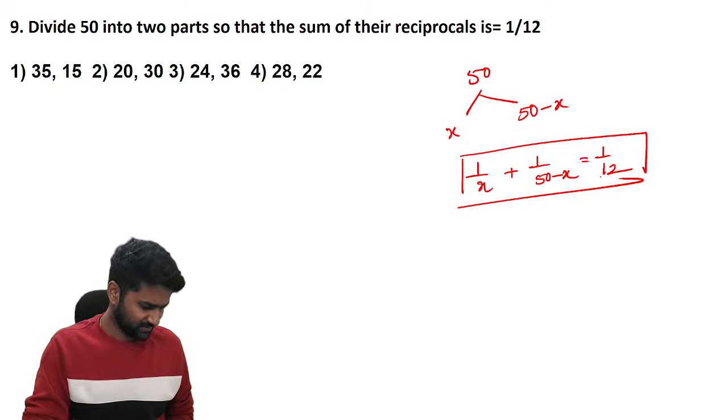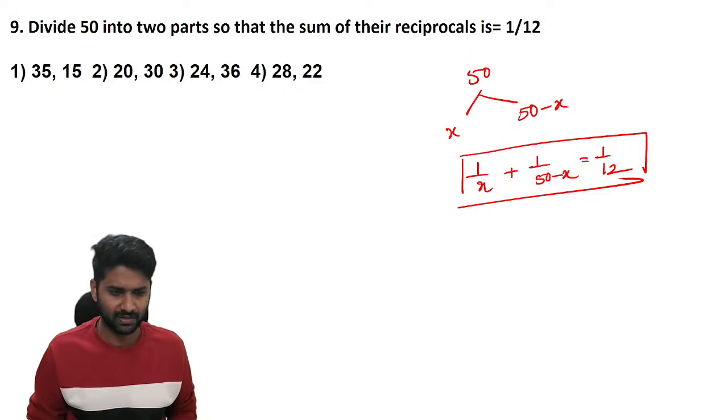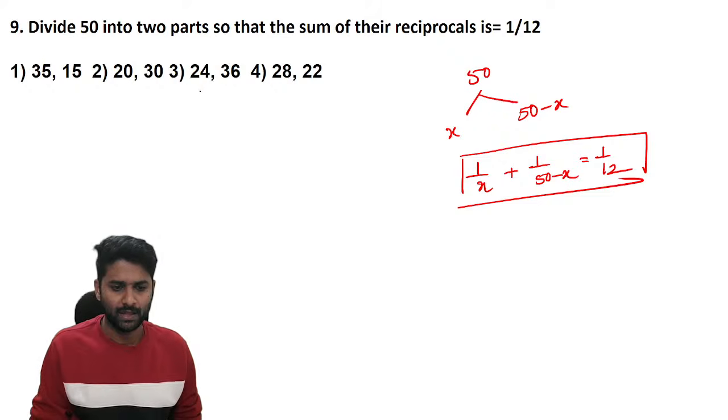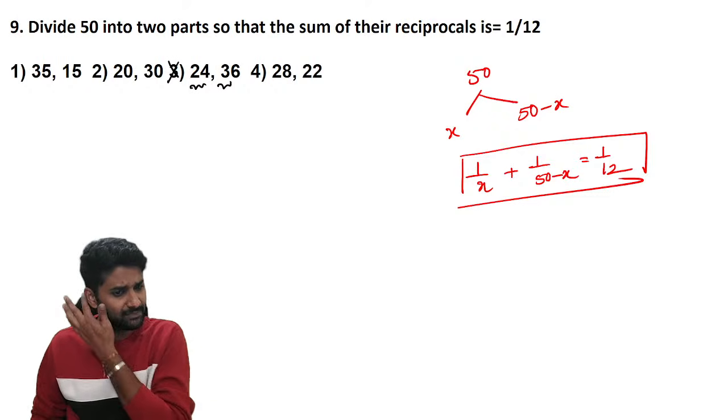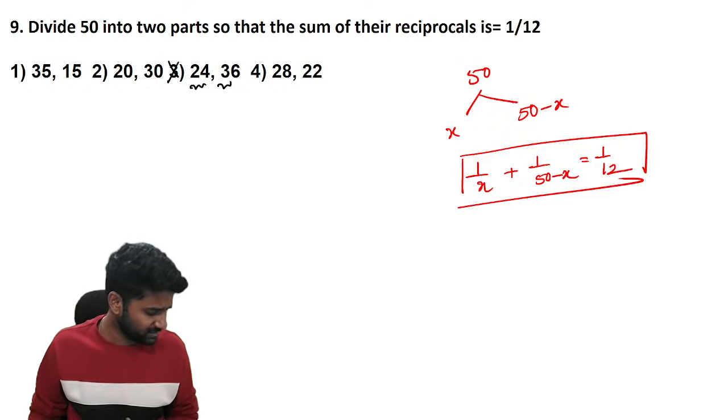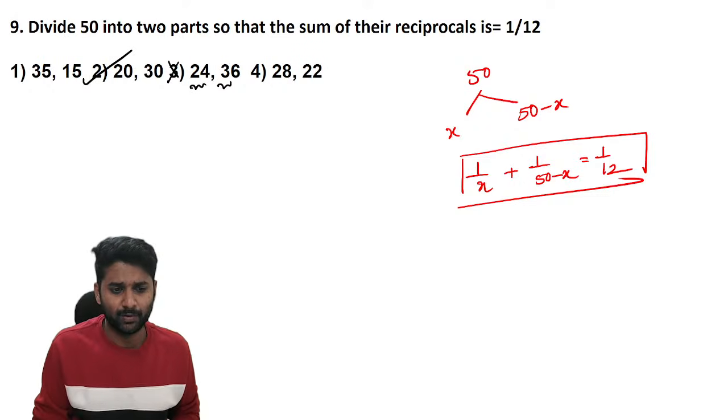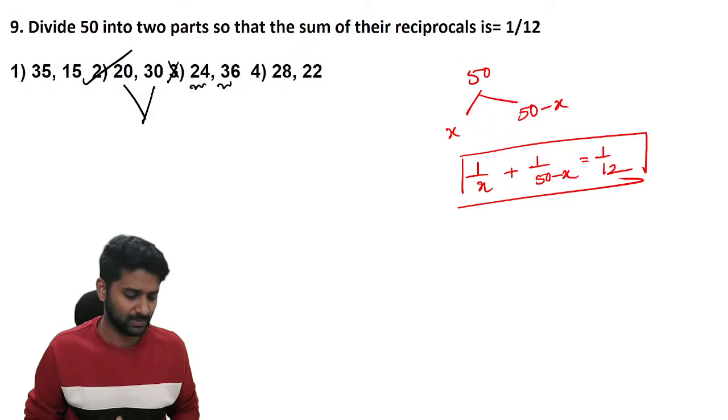Don't go through the simplification; it definitely takes a lot of time, guys. Let's go through option verification. We want the fraction to become 1 by 12, so you can definitely eliminate 24 and 36, because their sum is 60. We want the sum to be 50, right? So the possible answer is 20 and 30.